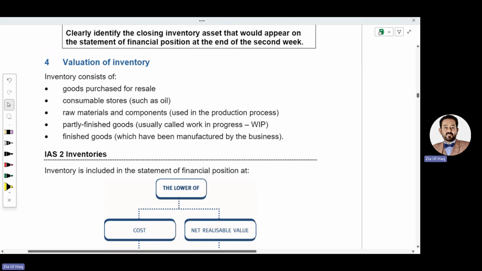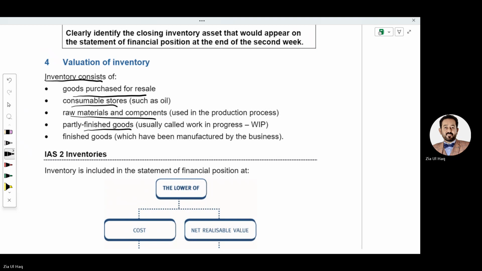What does inventory mean? What do we need to include in inventory? Inventory consists of goods purchased for resale. Consumable stores such as oils are a part of inventory. Raw material: to make shirts, we need to buy the cloth, the buttons, and the thread for stitching. That will be called raw material.